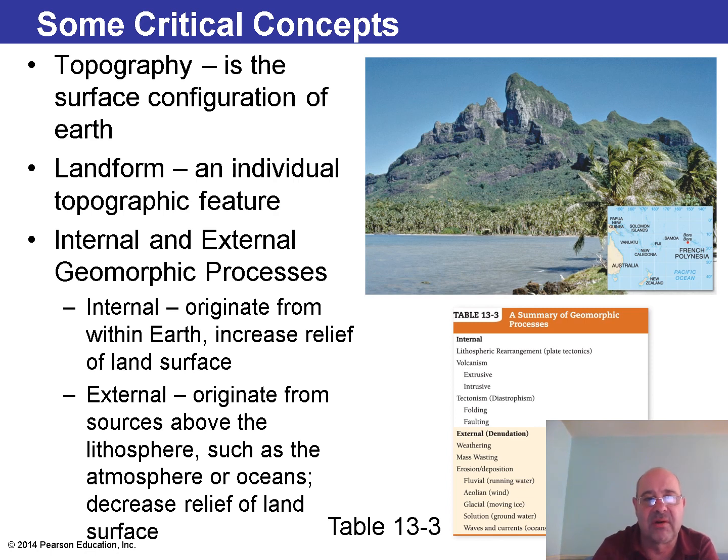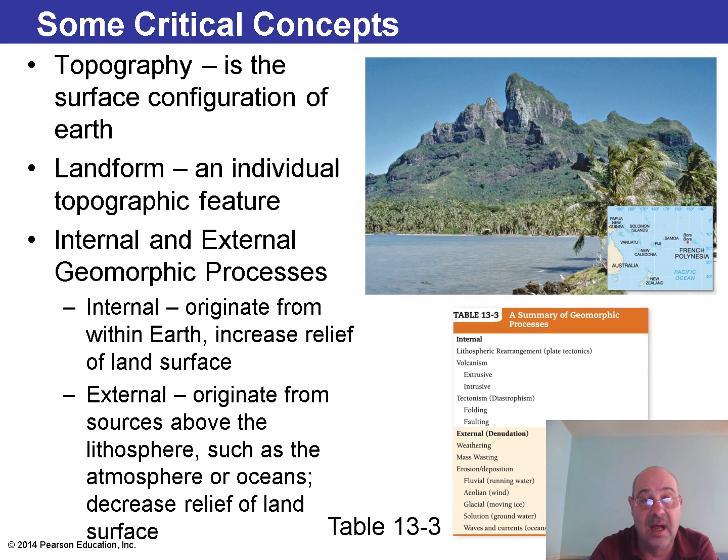All right, here are some critical concepts. Topography is the surface configuration of the Earth. Whether it's up, down, rolling hills, it has topography. Right? The Earth is just not flat. Okay, we have a topography to it. A landform is an individual topographic feature. A mountain, Mount Elbert in Colorado.